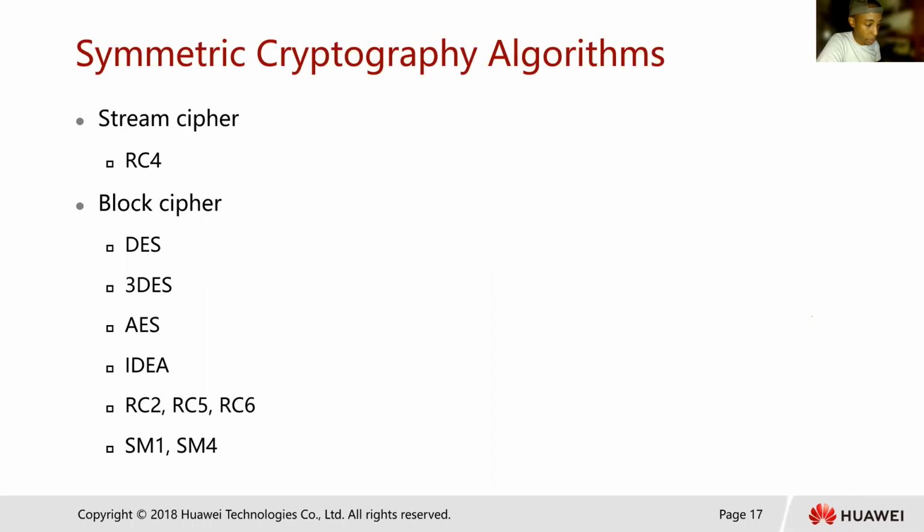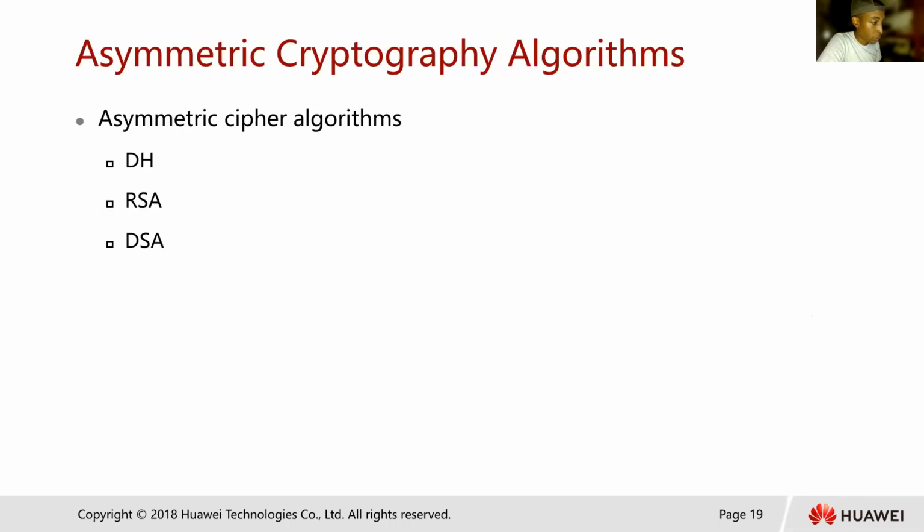Anyone has an idea? As you look for that, you can be moving on to the asymmetric. Those are the symmetric. The asymmetric is DH. The only thing that comes to mind when I see DH is dining hall. I don't know what comes to mind for you. Then RSA and DSA.